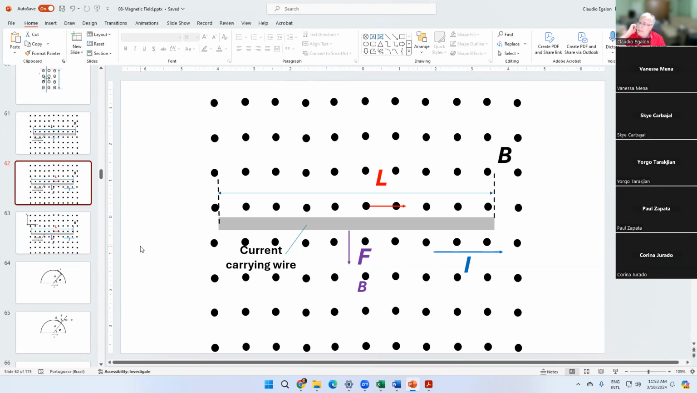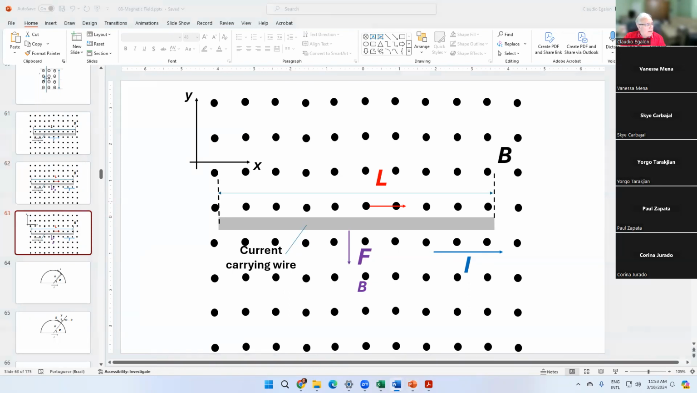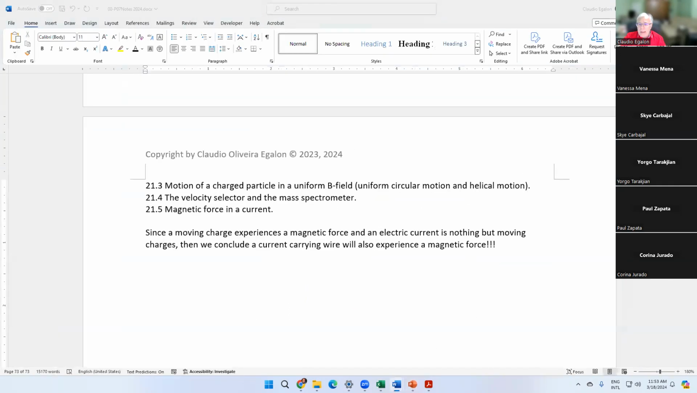Whether we do that for the electrons moving from the right to the left, or for the current flowing from the left to the right, we still get the same force. The magnetic force. So the wire will tend to bend. But what is the exact equation? There's an exact equation in terms of the current that we can write.